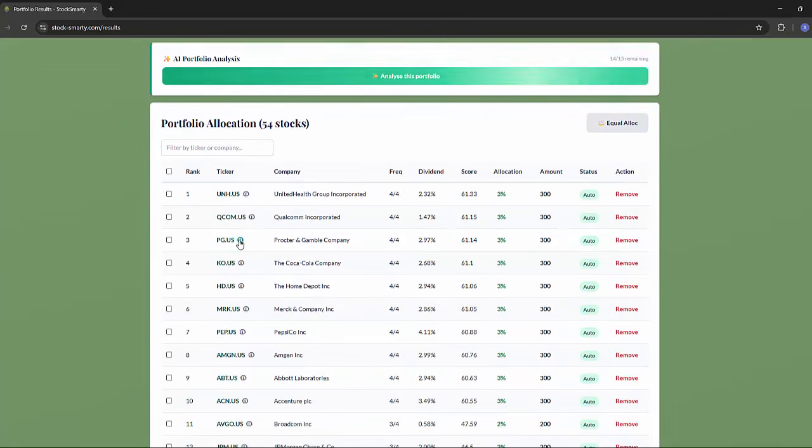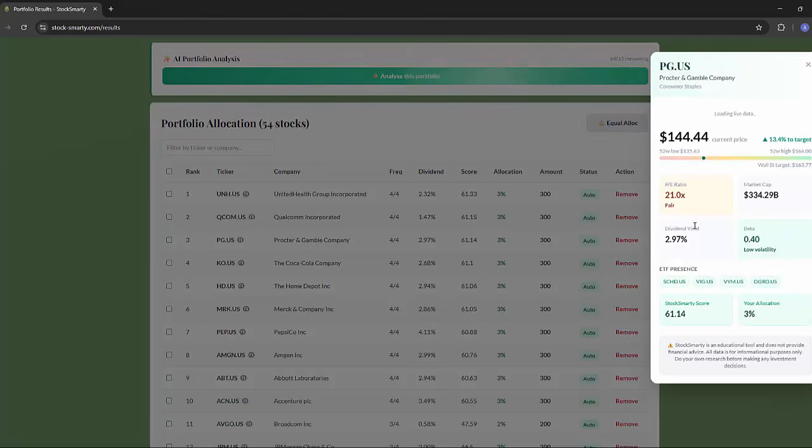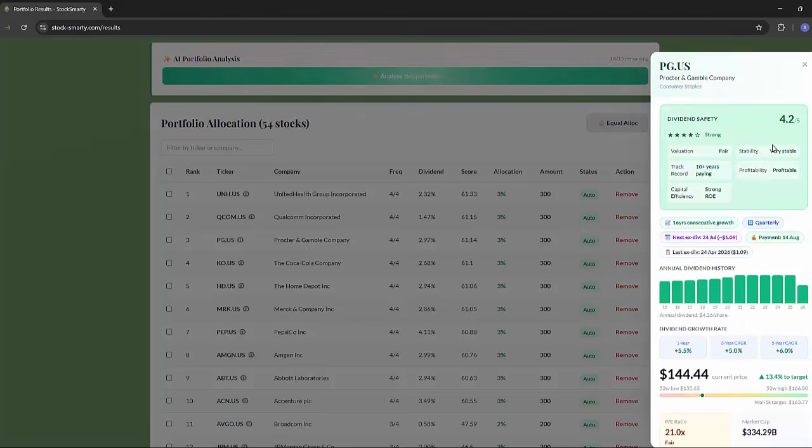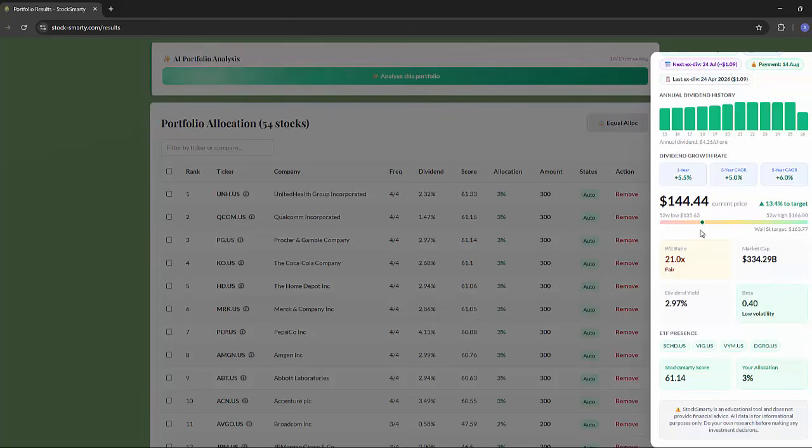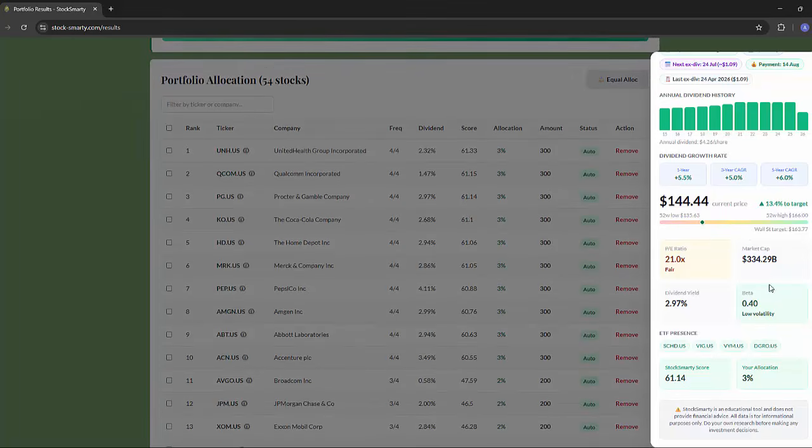So just as before, you can click into the I here and it will give you the overview of the stock. So again, our safe score based on stability, track record, profitability, etc. Some dividend information, and when's the next ex-div date, when are they paying, the history of the dividend over the last 10 or so years, and their growth rate, where it compares to Wall Street targets and averages, and then the fundamental stuff at the bottom, PE ratios, market caps, etc.